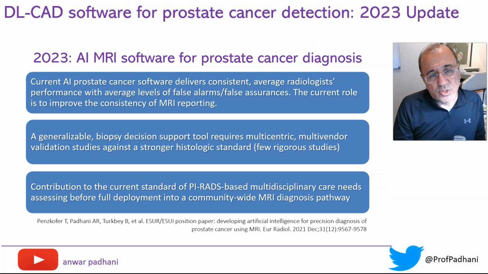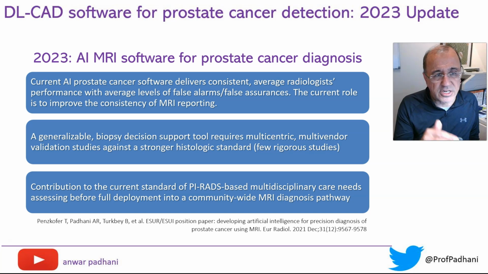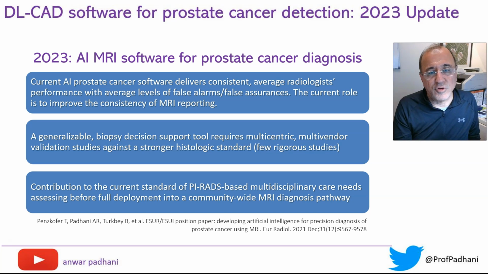So in 2023, what can we say about this current state of AI for prostate cancer detection? Well, at the moment, we can say that prostate cancer software delivers a consistent average level radiologist performance with an average level of false alarms and false reassurances. The current role seems to be for improving the consistency of MRI reporting.